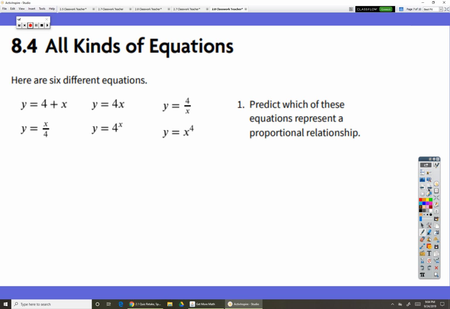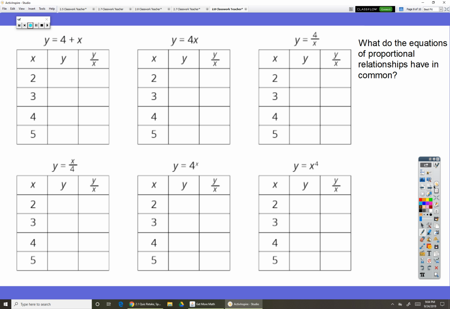All right, so we are going to take each of these equations and fill out a table based on the equation. The first equation, y equals 4 plus x. Whatever x is, we're going to add 4 to it, and that will be y. So when x is 2, 4 plus 2 is 6. When x is 3, 4 plus 3 is 7. When x is 4, 4 plus 4 is 8. And when x is 5, 4 plus 5 equals 9.